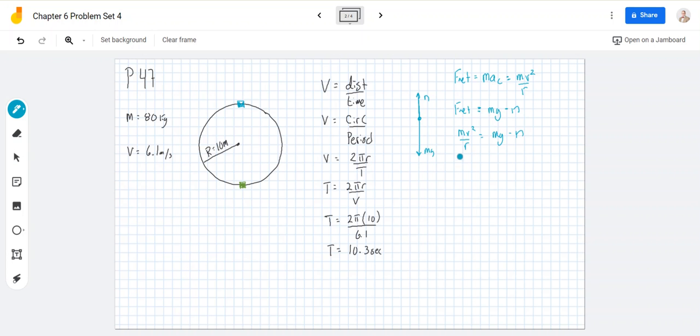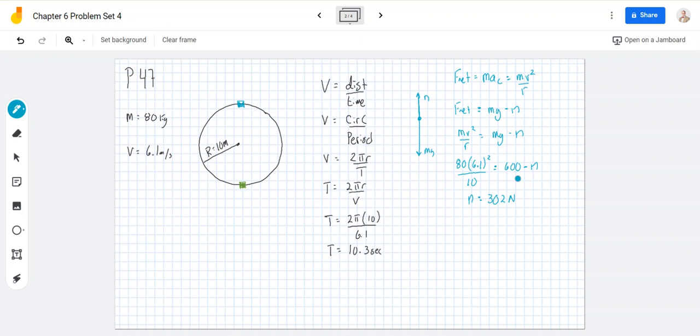And now I think I can just plug and chug this. So I end up with 80 kilograms times 6.1 squared, all divided by 10, is equal to mg, which is going to be 600, minus the normal force. So I got N is equal to 302 newtons.